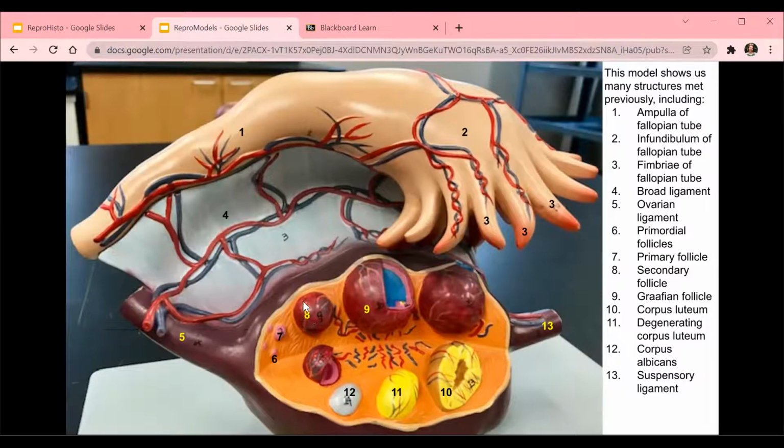Then you can see the secondary follicle, and number 9 is the Graafian follicle. The Graafian follicle is ready to do ovulation, and after that we have corpus luteum, and then we have corpus albicans. Between corpus luteum and corpus albicans, you can see the regressing or degenerating corpus luteum.